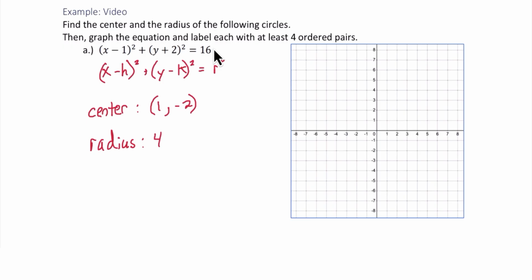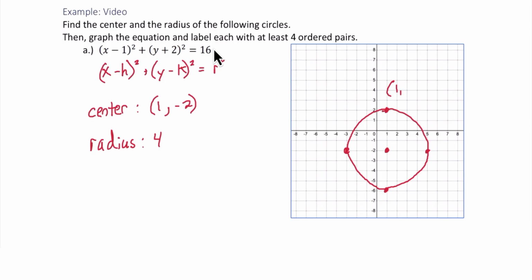Then plotting this on the graph, we have 1, -2 as the center. And then to get 4 other points, we can just go up, down, left, right, 4 units. Connect the dots. And then we can label these points.